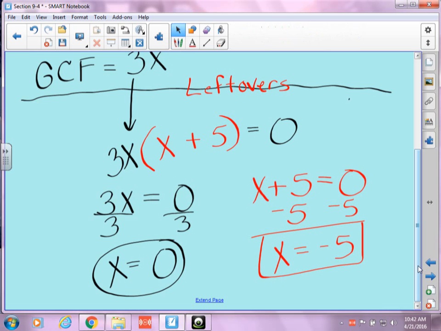So if x is 0, it would work. And if x is negative 5, it would work. What's happening is if I were graphing a parabola, which is what you will do eventually, the parabola will cross the x-axis at 0 and negative 5.